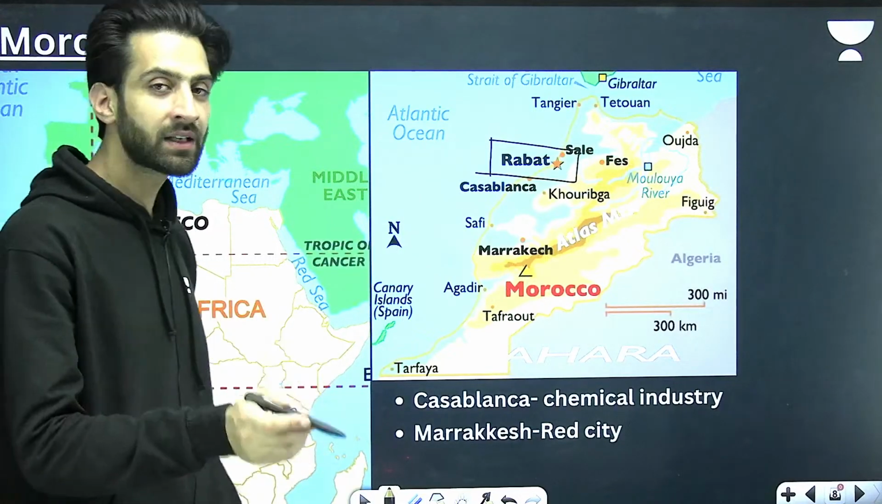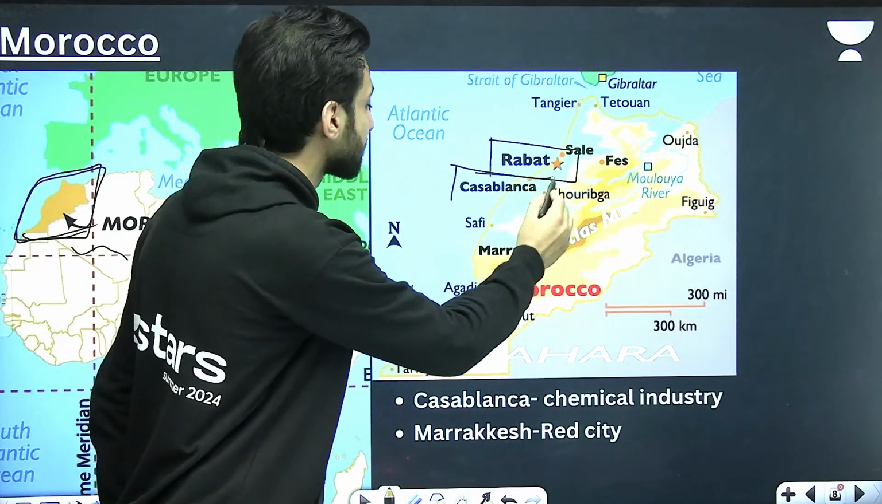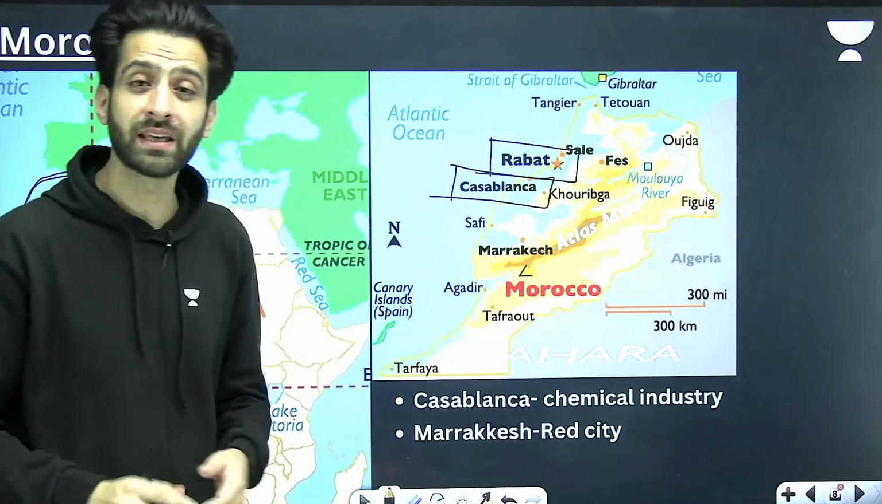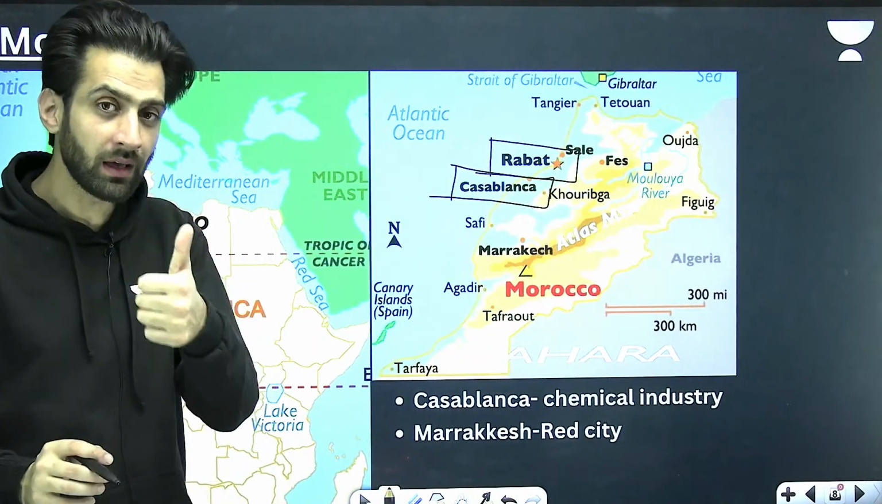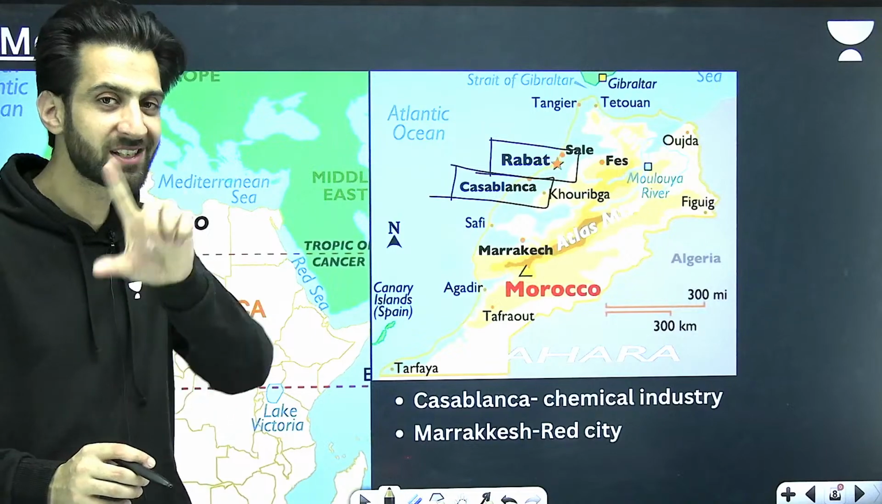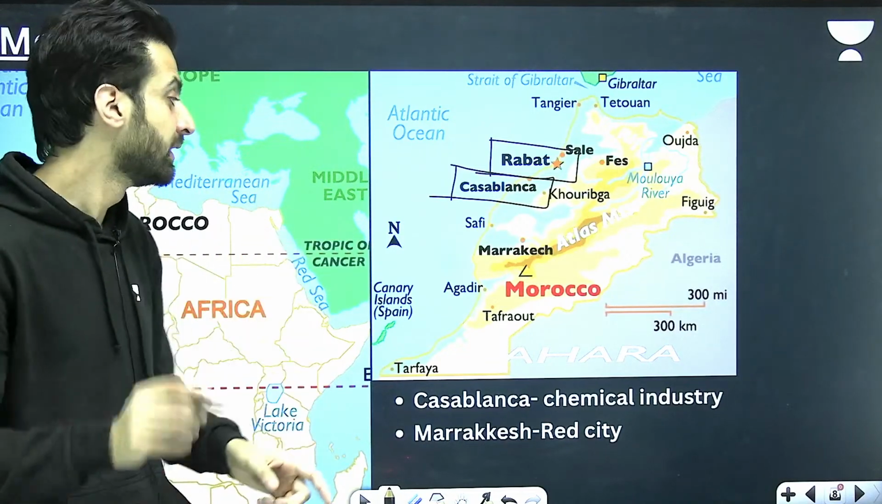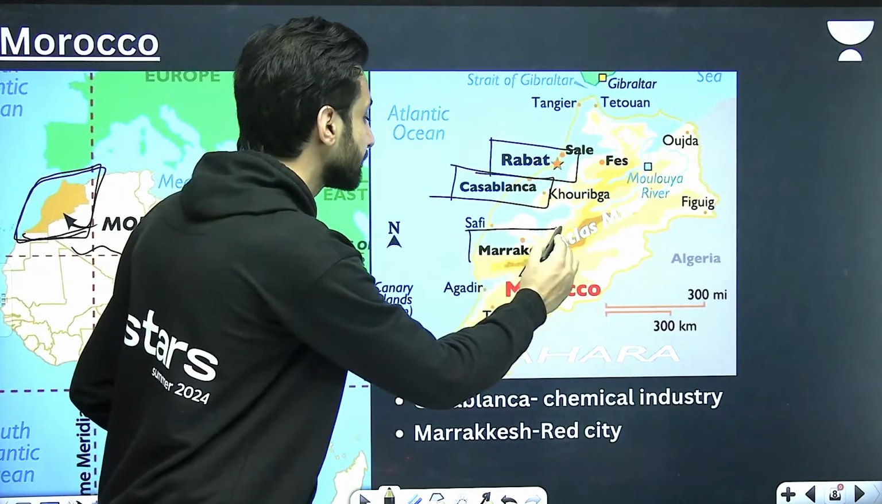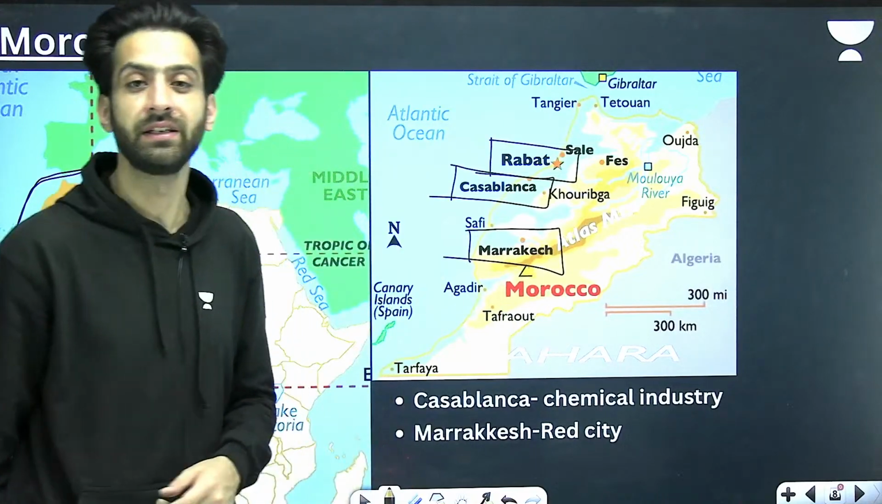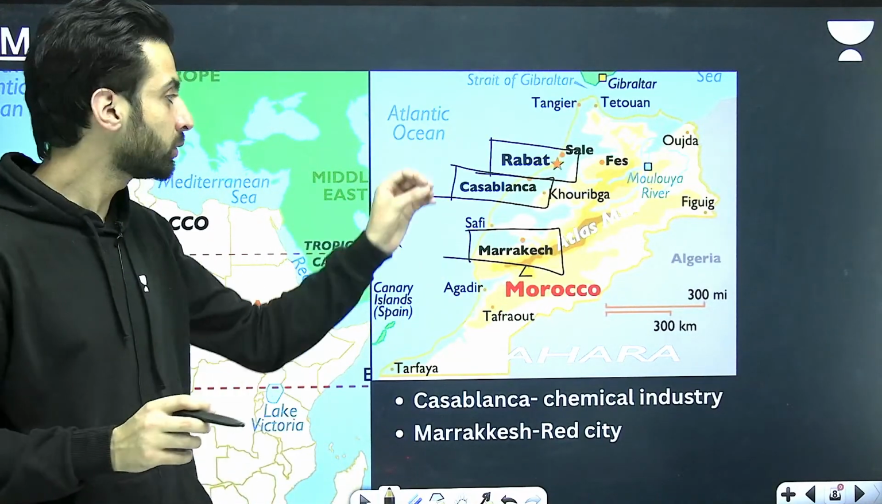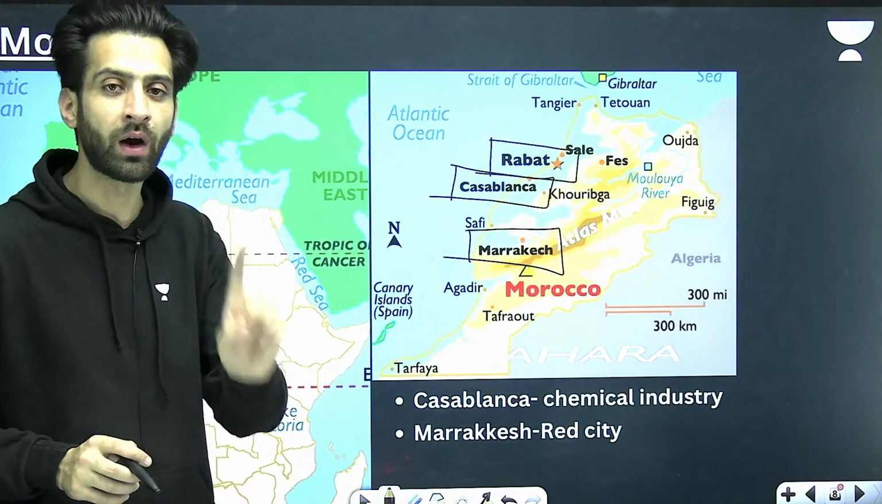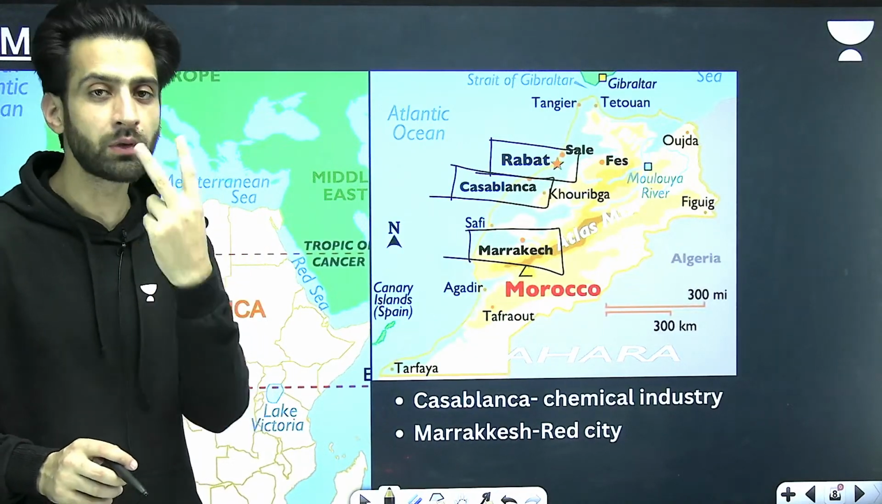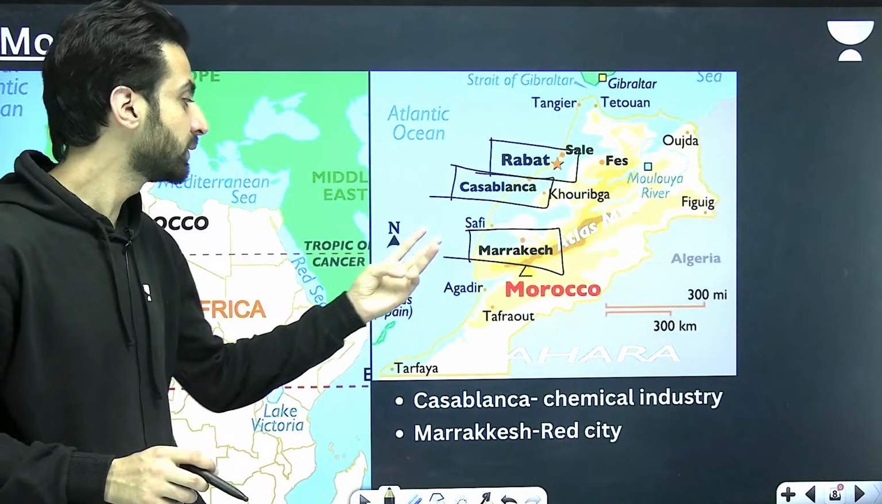Clear? After that, there are two very important places. First is Casablanca. It's famous for its chemical industries. Casablanca, CC, Casablanca, chemical industries. And number two, you have Marrakesh. It's called the Red City. Three important points that you have to take from Morocco: number one, the capital, that's Rabat. Number two, Casablanca. And number three, Marrakesh.